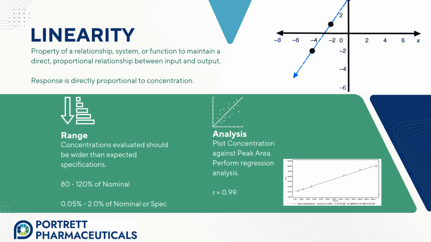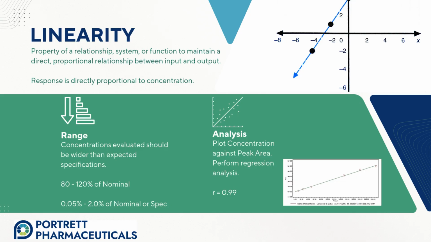Linearity is typically performed across a range of nominal concentration of the analyte and should be wider than the specification. For instance, the specification for an assay method is 90 to 110% label claim. The linearity would be performed from 80 to 120% of the label claim, ensuring that the method is still linear outside of the typical sample concentrations. The ICH guidelines require 5 levels over the tested range.